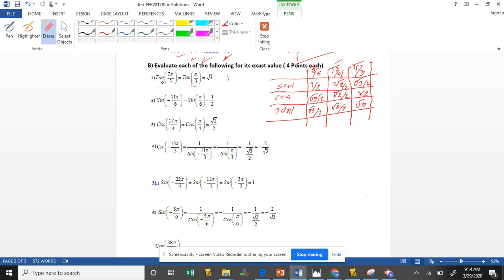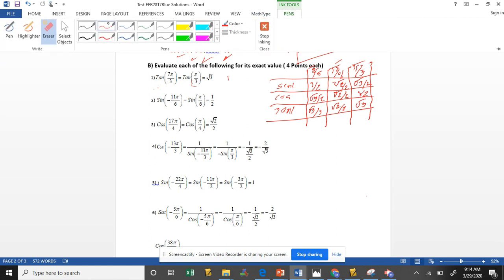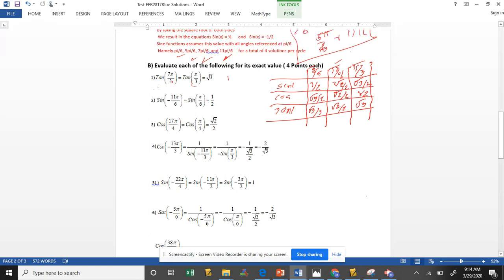So then, let me get a pen going here. Okay, the tangent of 7 pi over 3. Of course, we know immediately the reference angle is pi over 3. That's the nice thing about radian form. 7 pi over 3 is 2 1/3 pi. Positive rotation, which takes you 2 pi and then right back into the first quadrant, with the reference at pi over 3. So there's your value of root 3.